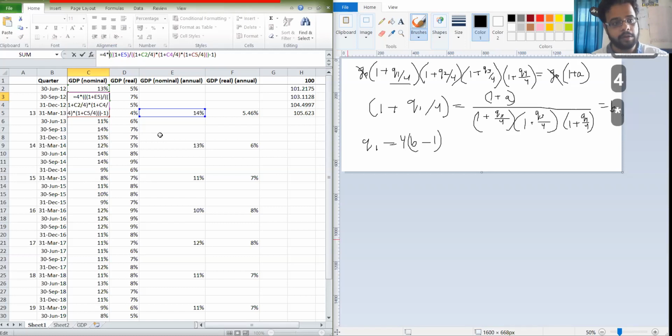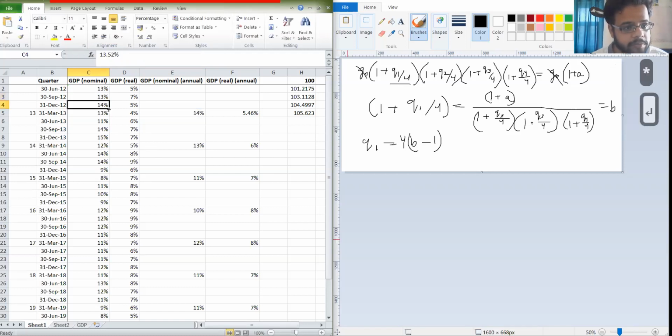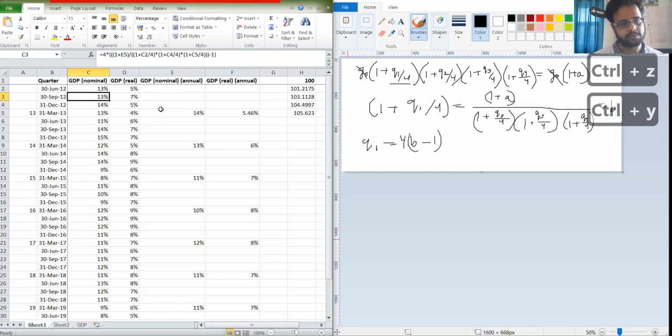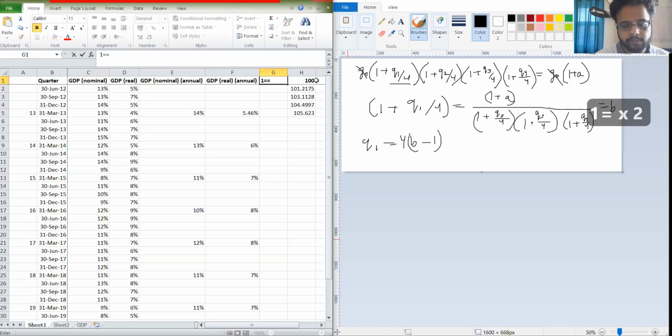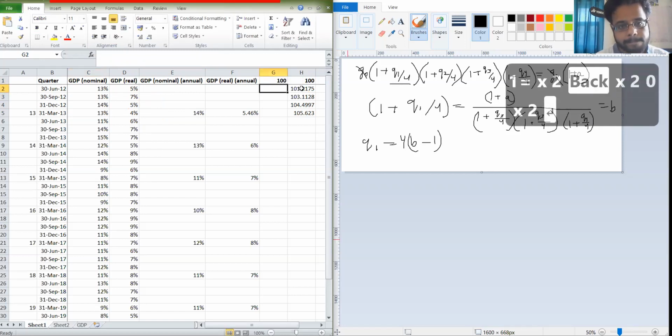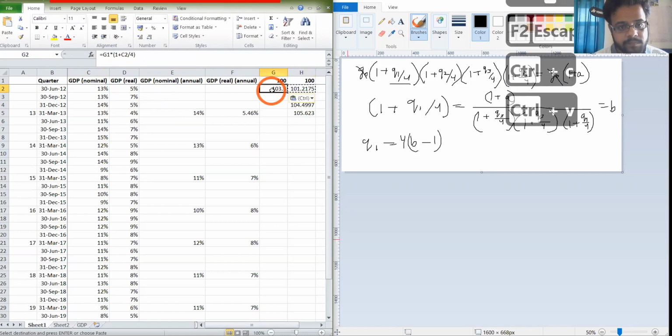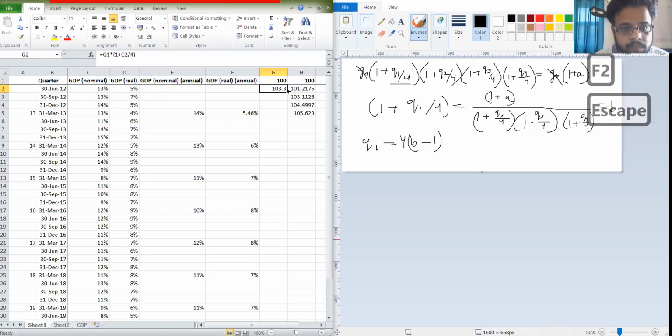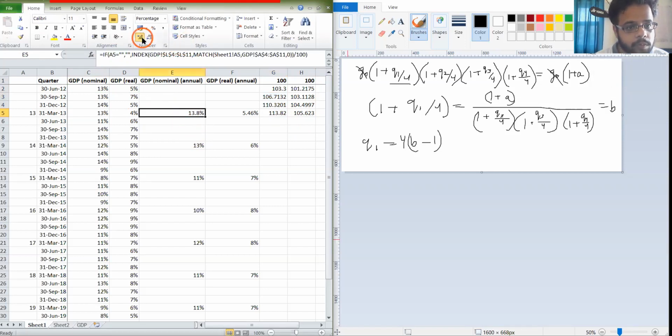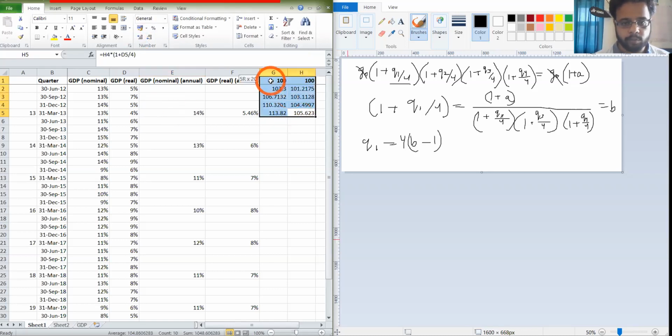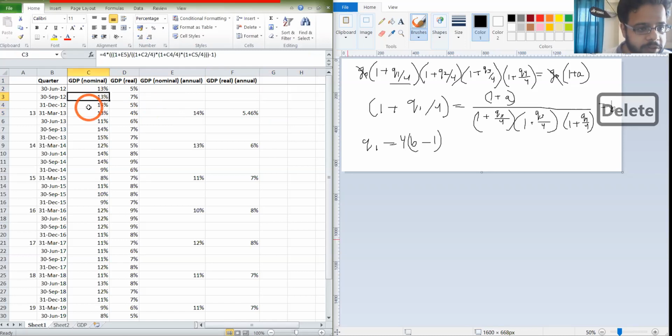So it should give me something near to 7%, but not exactly 7%. No, it was earlier 16%. Now we have adjusted it to 13%. Now, does this give me the correct answer? 113.82%. Perfect. So this is the adjustment that we have to make for each and every quarter, every year.